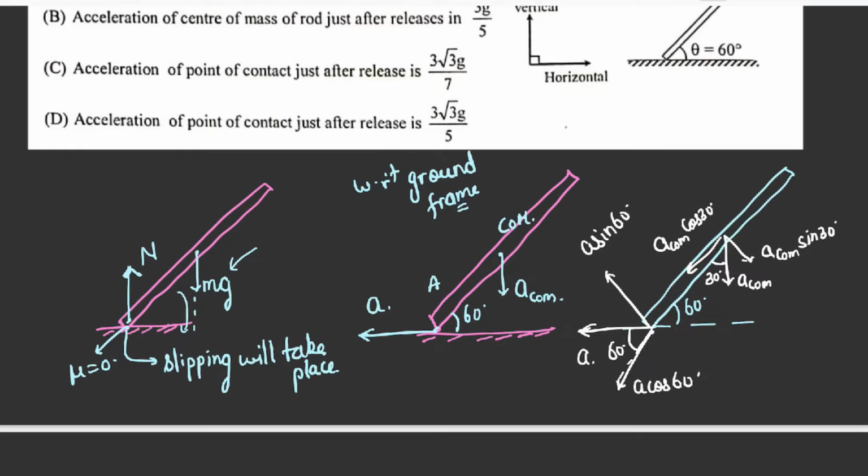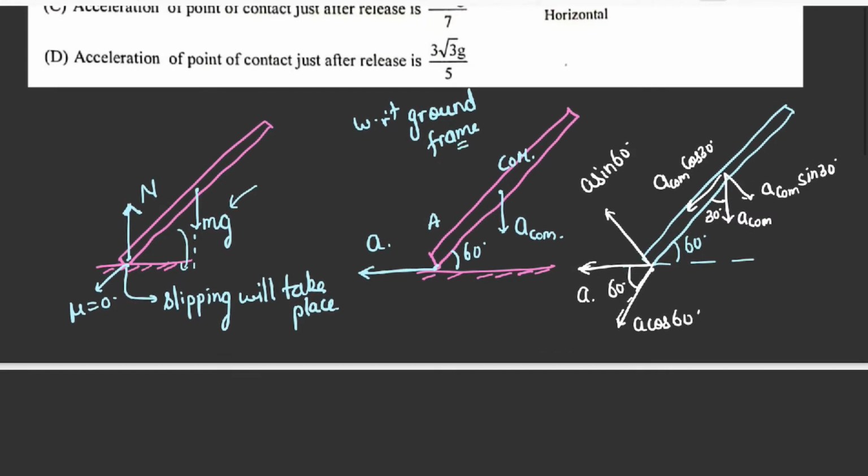Is this all clear? You can understand the acceleration is perpendicular to the rod, that is A sin 60 and A_cm sin 30. They are trying to rotate the body. And the acceleration along the rod, they are trying to move the rod. Since the rod is a rigid body, we know a constraint that acceleration along the rod will always be the same. That means A cos 60 is equal to A_cm cos 30.